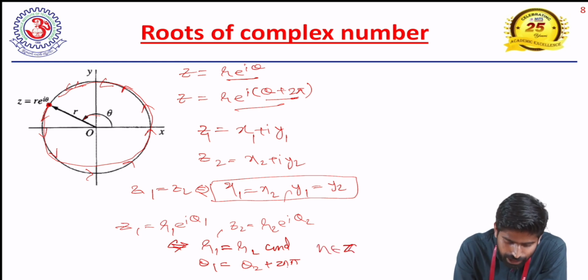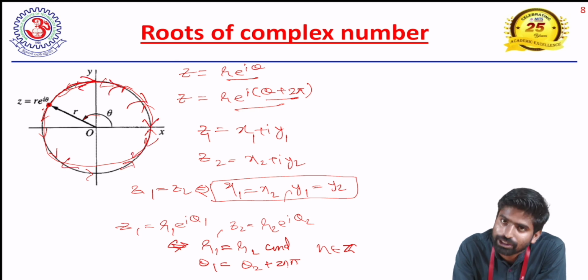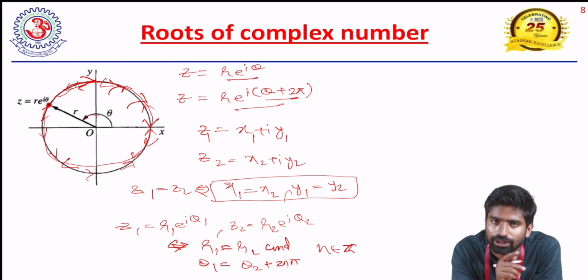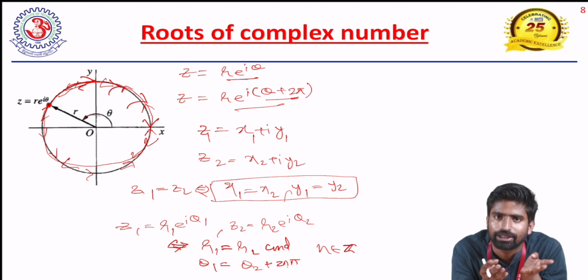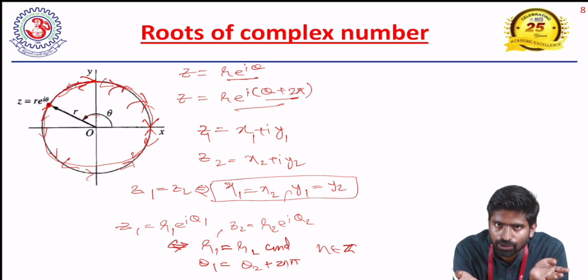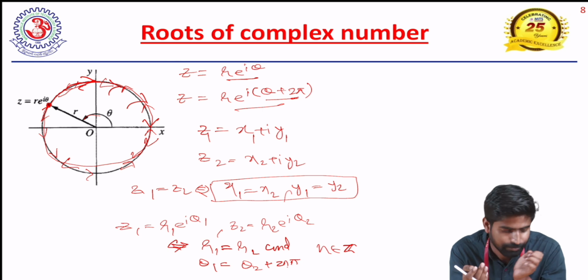So if we move in this direction, or if we start in this direction, the same way, after 2 pi we will reach the same point. So theta 1 should be equal to theta 2 plus twice n pi. In short, the final conclusion is that two complex numbers z1 and z2 are said to be equal if they have the same radius vector, and one of their arguments is equal to the second argument plus twice n pi, where n is an integer.